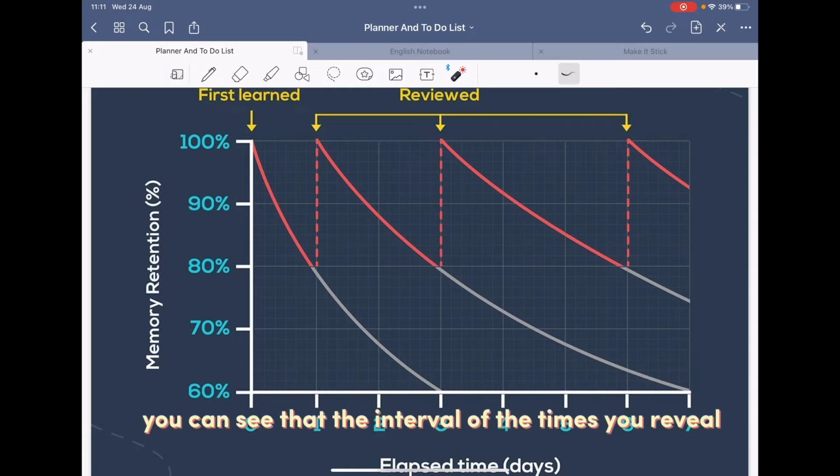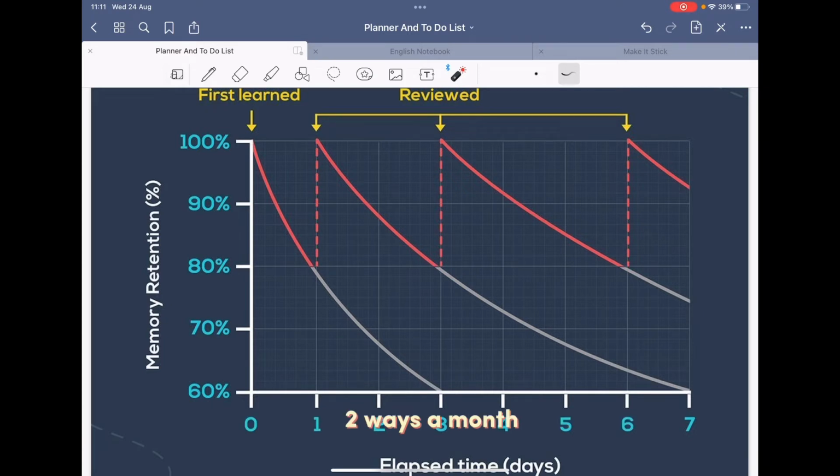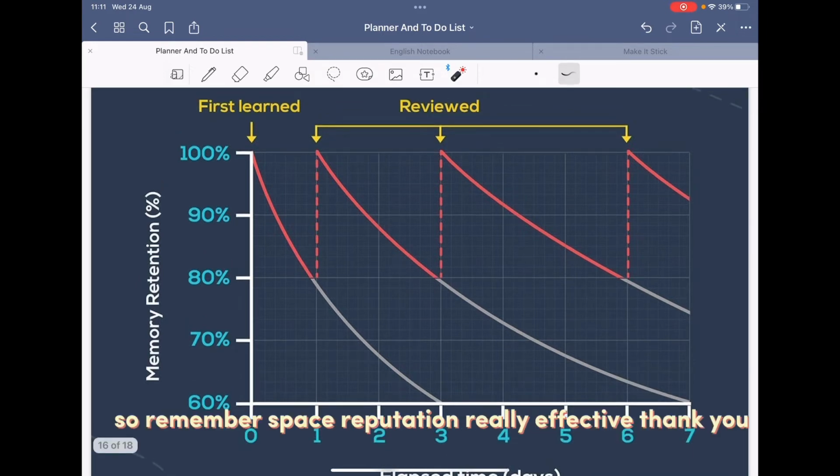You can see that the interval of the times you review the new concept increases day by day or week by week. Like 1 week, 2 weeks, a month, 2 months, 3 months, and so on. So it increases gradually so that you don't need to revise it regularly, because this new concept has already moved from your short-term memory into your long-term memory. You can read it out loud or memorize it whenever you want. At any given time, you don't forget it. So remember, spaced repetition, really effective.